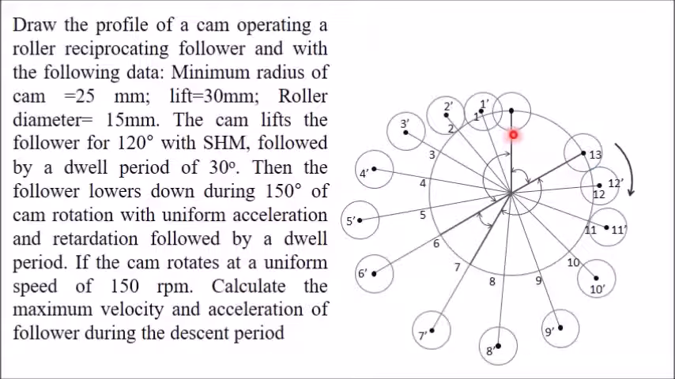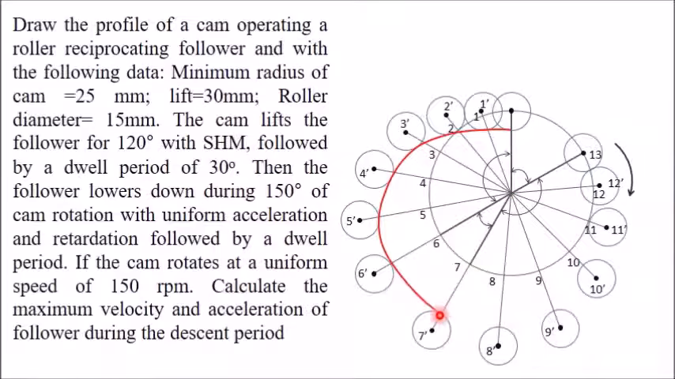Now what you have to do is start from this point and draw a smooth curve which is tangent to all these circles. So first draw for the ascent. From up to here it is ascent. And this part is a semicircle, part of a circle. That means you take the center here and this radius up to here, take this length, and when you draw an arc with this center and this radius, you will get this part.